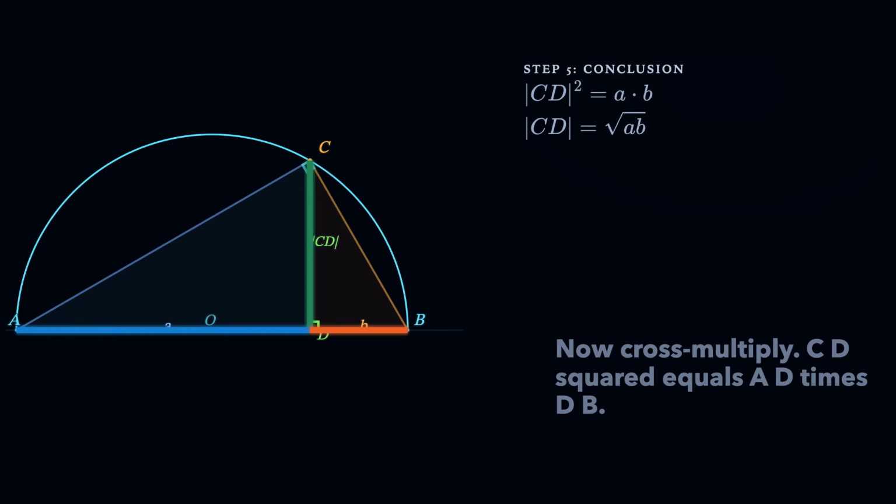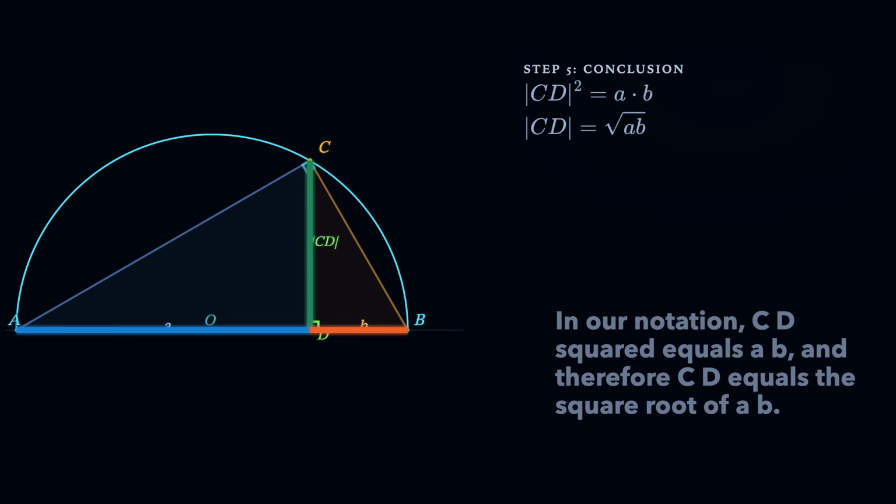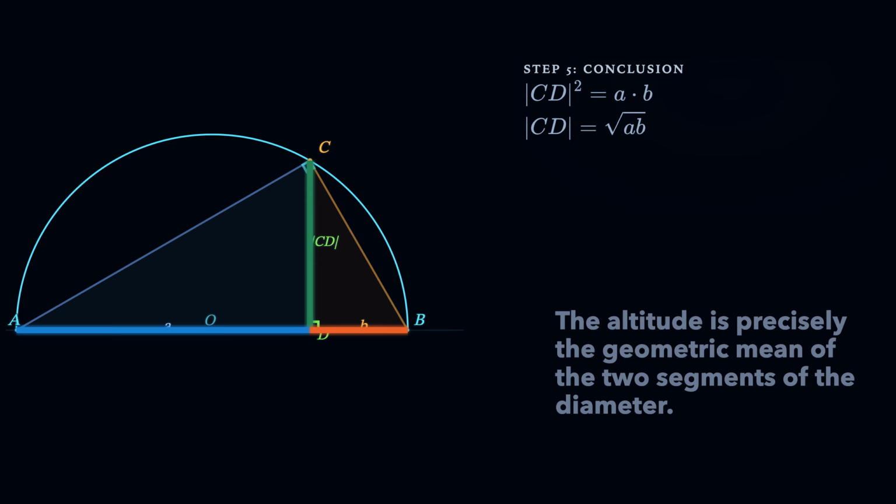Now cross-multiply. CD squared equals AD times DB. In our notation, CD squared equals AB, and therefore CD equals the square root of AB. The altitude is precisely the geometric mean of the two segments of the diameter.